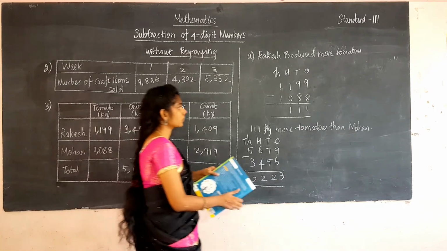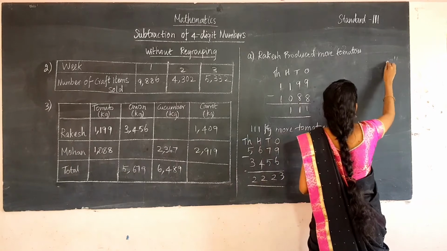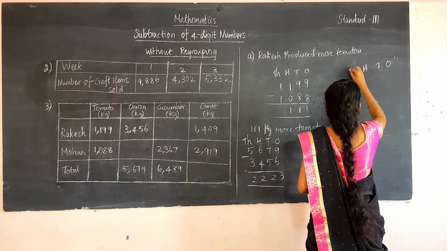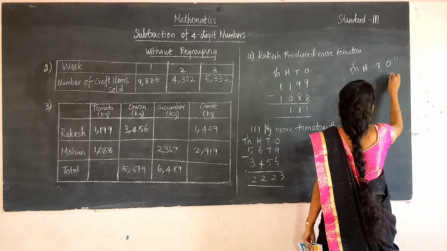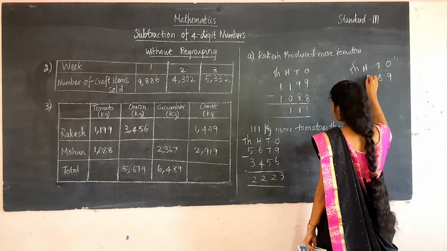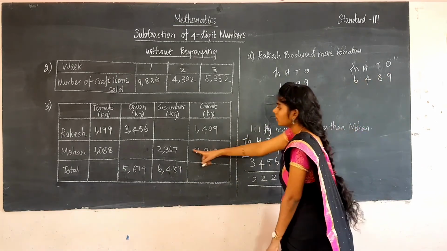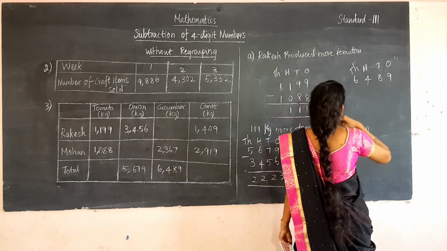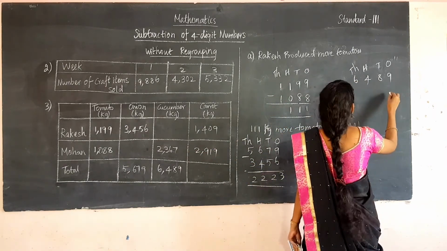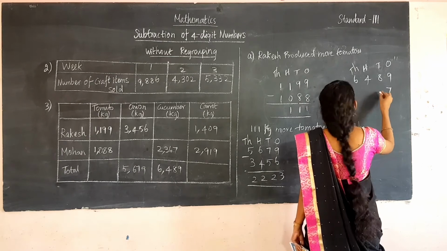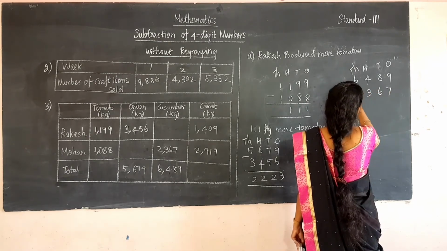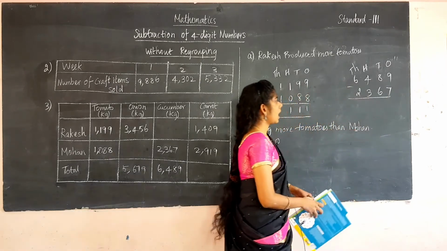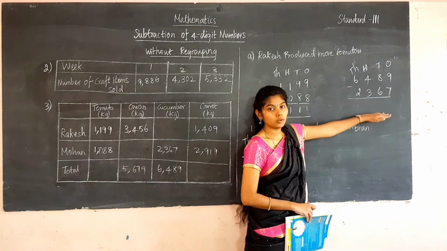So see here, first you have to write the places: ones, tens, hundreds and thousands. So write this number, 6489. And the next number, Mohan's number that he produced of cucumber: 7 ones, 6 tens, 3 hundreds and 2 thousands. So now you have to subtract this number.